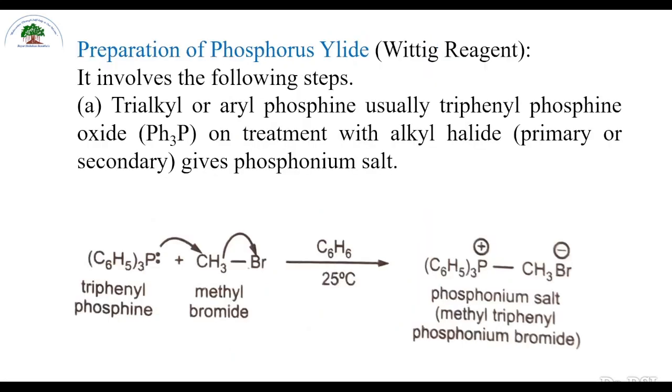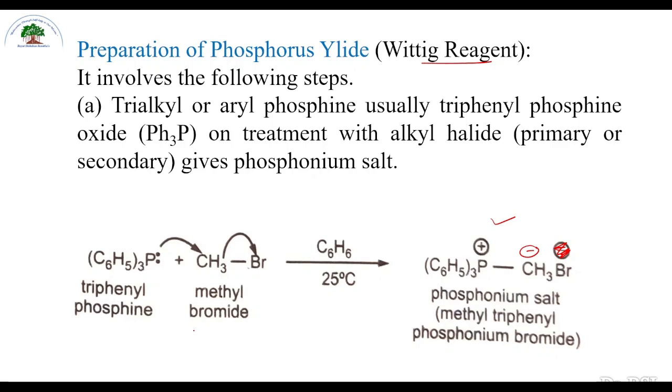The preparation of phosphorus ylide. This structure is known as phosphorus ylide, in which positive and negative charges are adjacent to each other. This negative charge is on this carbon. The preparation of phosphorus ylide, also known as Wittig reagent, involves the following steps.